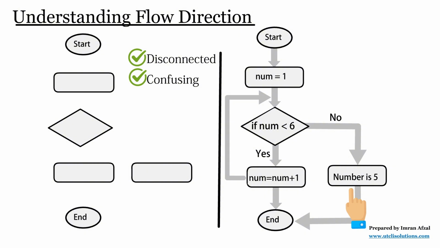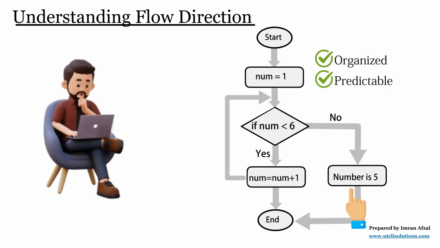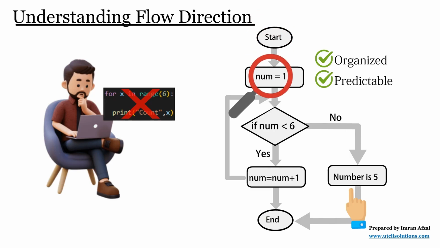A beginner might think the program jumps randomly, but the arrows make the whole process look organized and predictable. Even if someone has never written Python code before, following the arrows helps them understand how values move, how conditions are checked, and how loops repeat. Flow direction turns a complicated program into a simple visual story, moving from one action to the next smoothly.